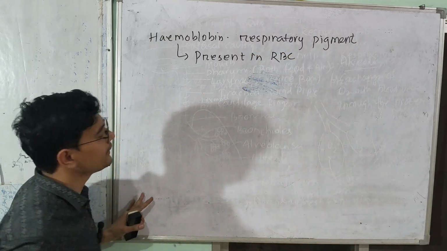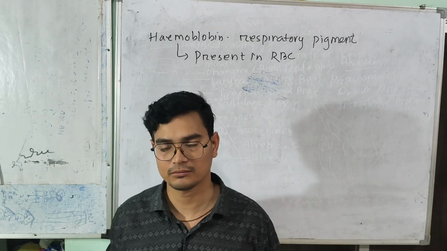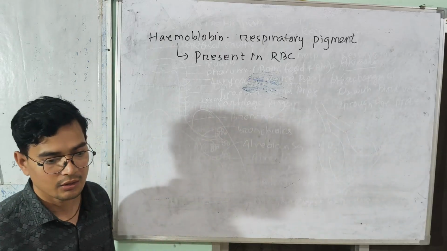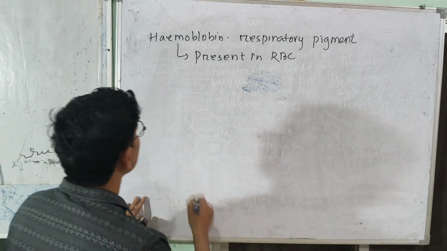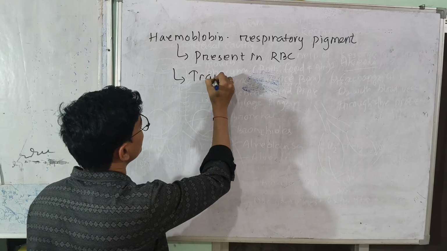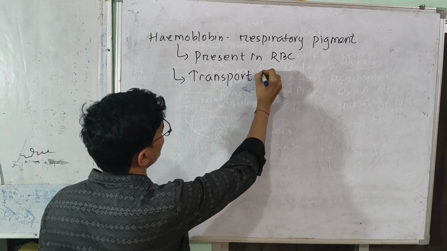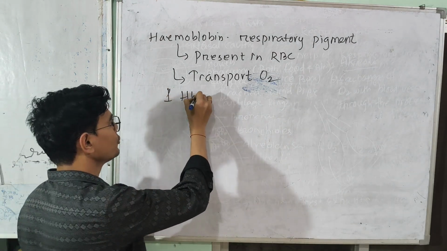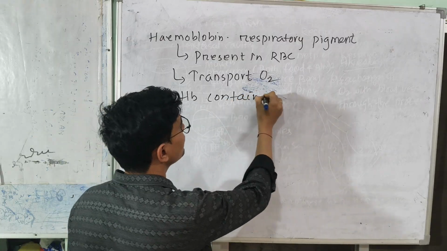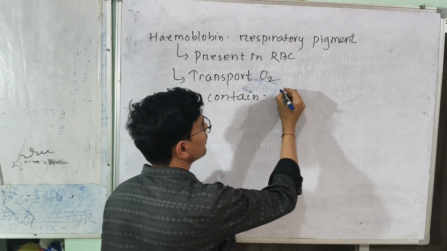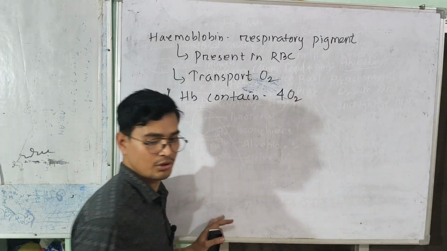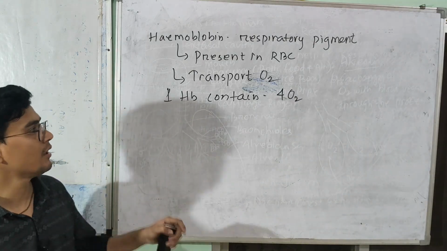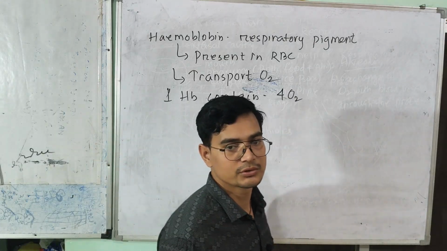Hemoglobin transports oxygen. ट्रांसपोर्ट व्हाट इज ऑक्सीजन, ऑक्सीजन को ये ट्रांसपोर्ट करता है. ओके, and how many molecules of oxygen does one hemoglobin transport? 4 oxygen molecules are transported by 1 hemoglobin. This is the transportation of oxygen in the RBC, red blood corpuscles.